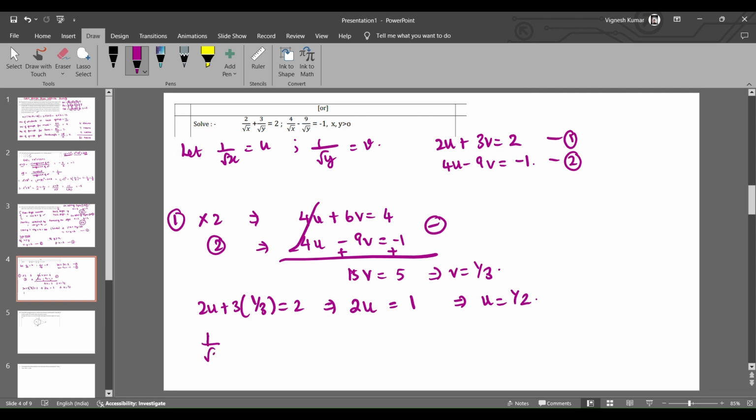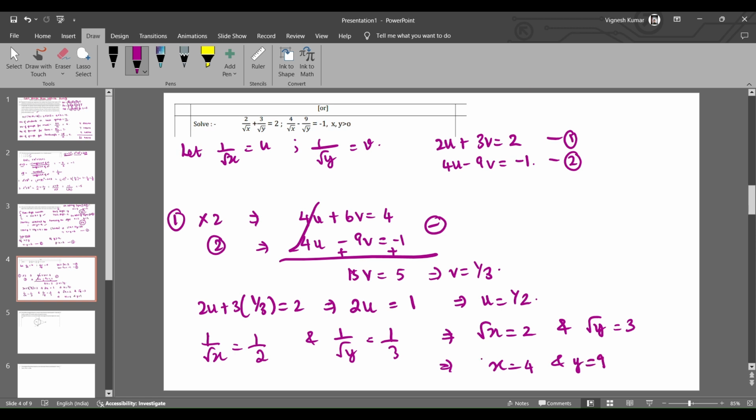So 1 by root x is equal to u. Instead of u, let me write 1 by 2, and 1 by root y is equal to v, which is 1 by 3, which gives me x is equal to 4 and y is equal to 9 as the solutions for this set of linear equations. I hope you understood this. Let us move on to the next question.